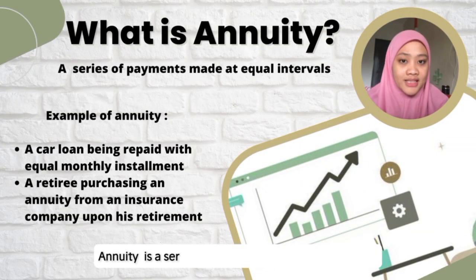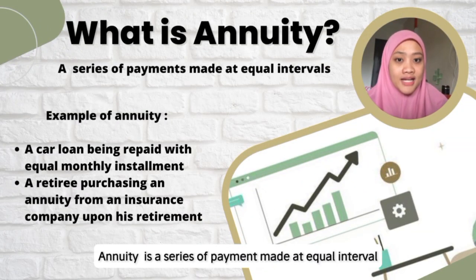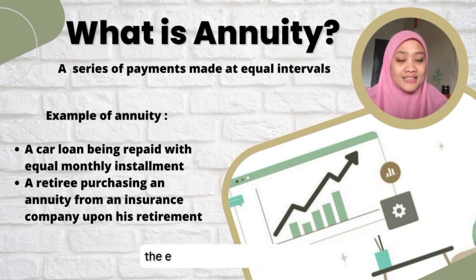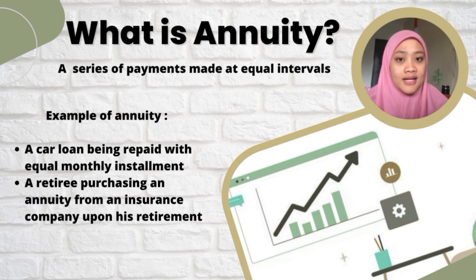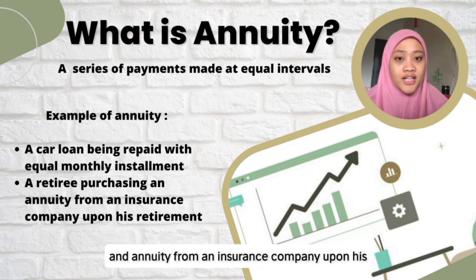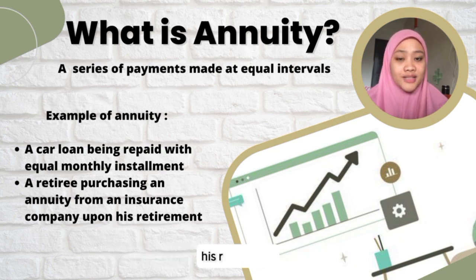Annuity. An annuity is a series of payments made at equal intervals. Examples of an annuity are a car loan being repaid with equal monthly installments, and a retiree purchasing an annuity from an insurance company upon his retirement.